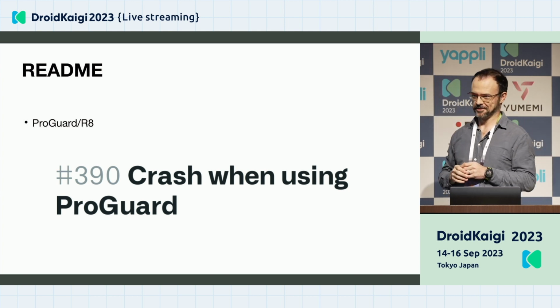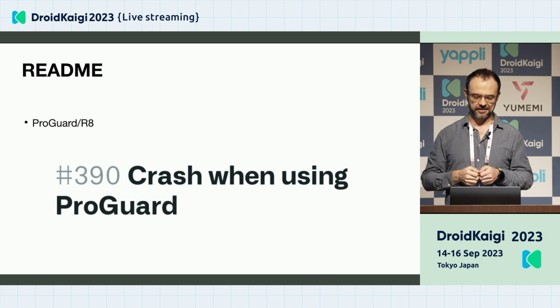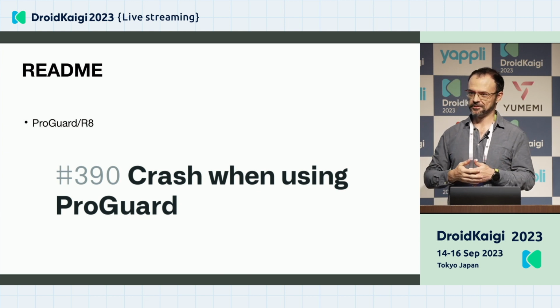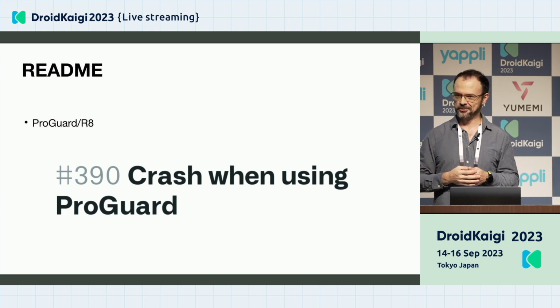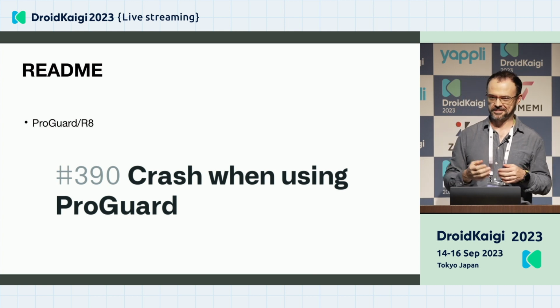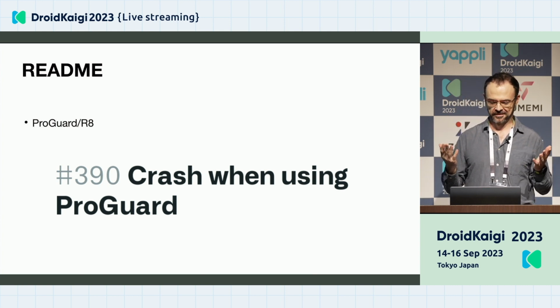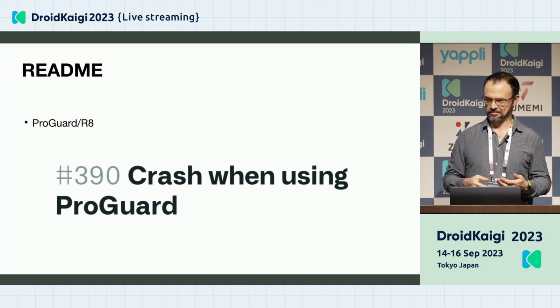So it happens very often, right? That you integrate a library, everything is working when you develop on your debug build, and then when you generate the production one, it crashes. What's happening? Class not found. Well, we need to add the ProGuard setup here.